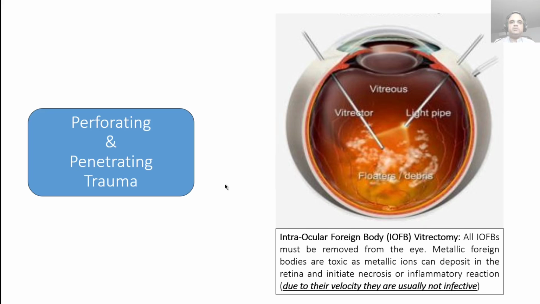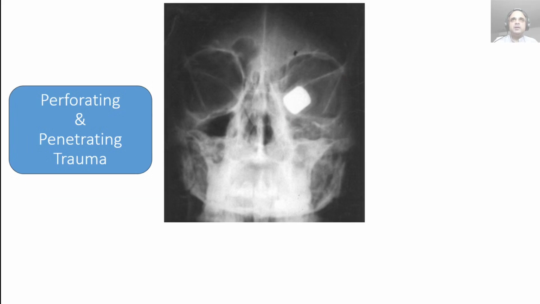So you remove them by doing a vitrectomy. We'll talk more about vitrectomy when we talk about retinal detachment because it makes a lot more sense there. But briefly, what you do is create multiple ports at the level of the pars plana, enter into the eye, and remove the foreign body.